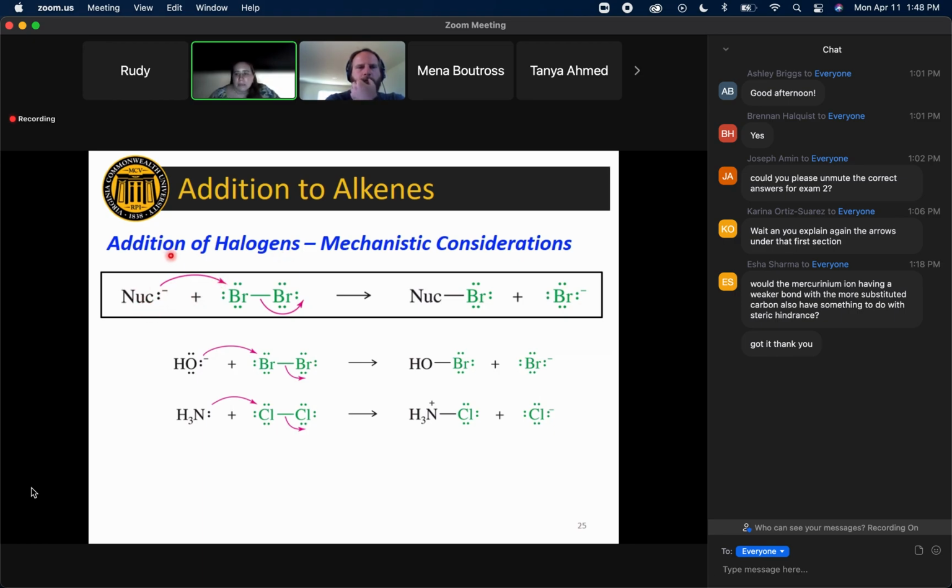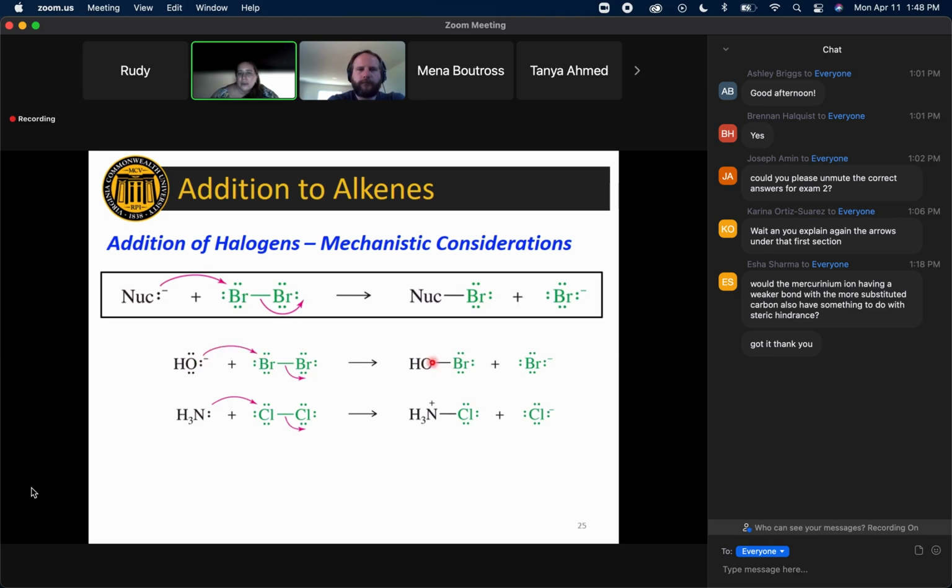The end result is the same because it's a symmetrical molecule. But the nucleophile will attack at one side of this molecule, form a new nucleophile-halogen bond, and then the sigma electrons holding those two halogen atoms together will leave with the halogen as an X minus. So you can see we can do that with an oxygen nucleophile, right?